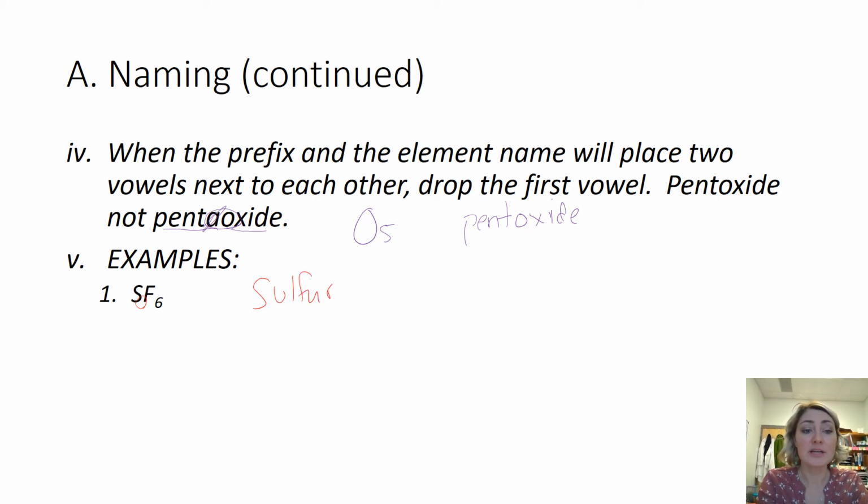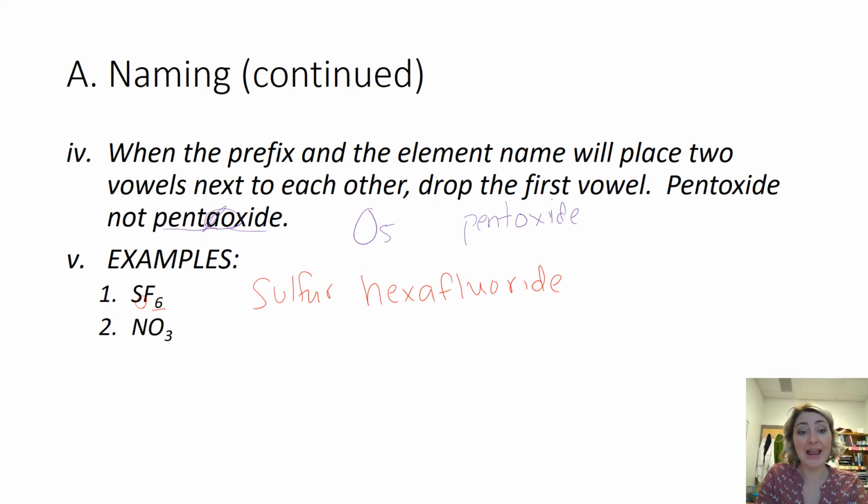The second element is fluorine, and I have 6 of those. My prefix for 6 is hexa, so I'll say hexa. Fluor, and then remember that we keep the stem of fluorine and we change the ending to IDE. So this becomes, from fluorine, hexafluoride. All right, let's do another example.